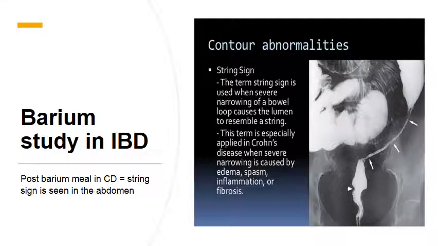In Crohn's disease, sometimes there is so much edema and inflammation that it leads to fibrosis and narrowing of the lumen of the bowel. And that's why when you do a barium study, how do you do that? You give the patient a barium meal and then take an x-ray. You often see a sign called the string sign, as you can see in this picture. And this happens because of the fibrosis and inflammation caused by Crohn's disease.